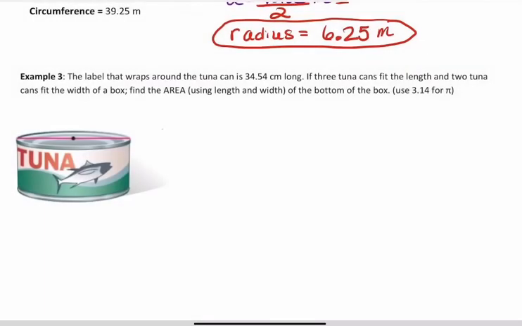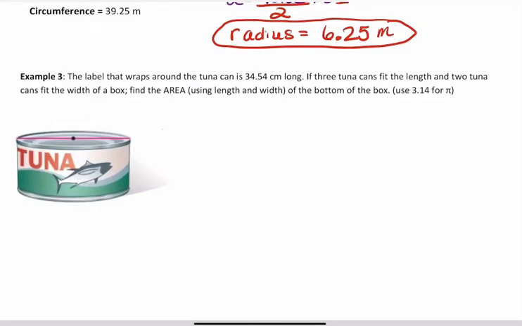All right, example 3. It says the label that wraps around a tuna can is 34.54 centimeters long. If 3 tuna cans can fit the length and 2 tuna cans fit the width of the box, find the area. That just means using the length and width of the bottom of the box.